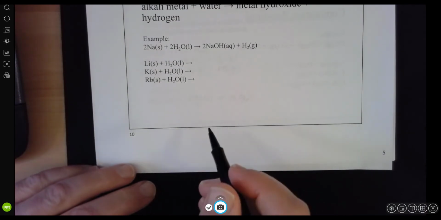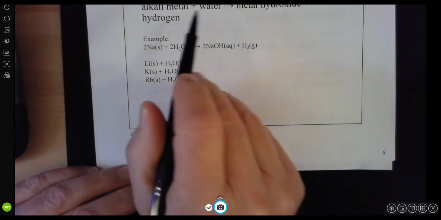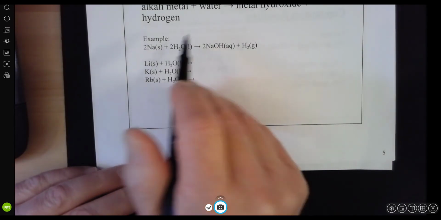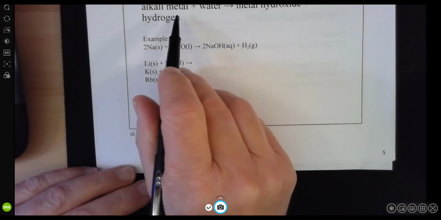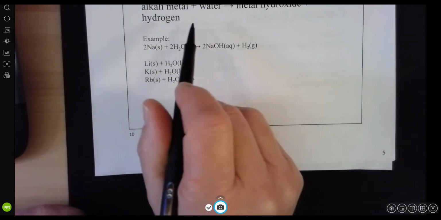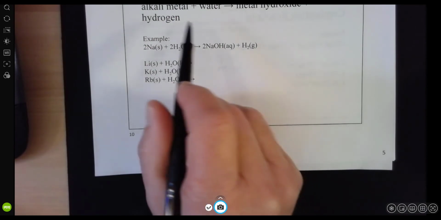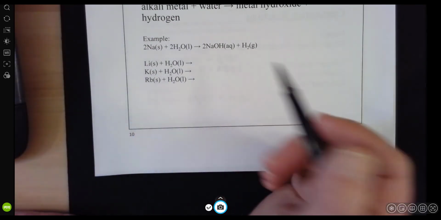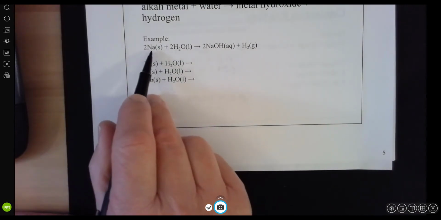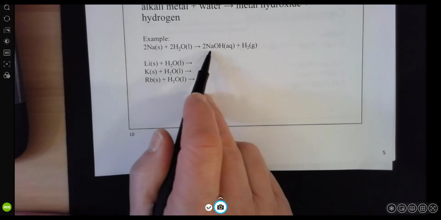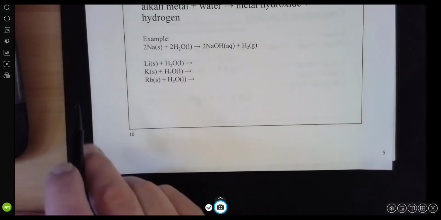Okay, let's look at one last type. This is alkali metals plus water turned into metal hydroxides plus hydrogen. This happens also with alkaline earth metals. So this is not a straight composition or decomposition. Instead, it's just a basic trend, something that happens with alkali metals and alkaline earth metals just to get us used to writing equations. So here's an example. If you take sodium and you add it to water, what happens? You end up with the metal hydroxide. There it is, NaOH, plus the hydrogen.